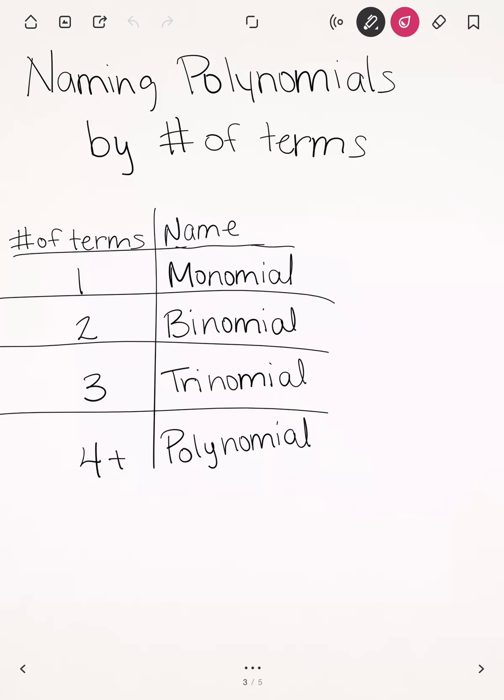Okay, now we need to talk about naming polynomials by the number of terms. So if there's only one term, it's a monomial. 2 terms, binomial. 3 terms, trinomial. And 4 or more terms are just polynomials. Everything is a polynomial that we will be talking about, but we like to be super specific. So we have monomial, binomial, trinomial, and then everything else is just a polynomial.